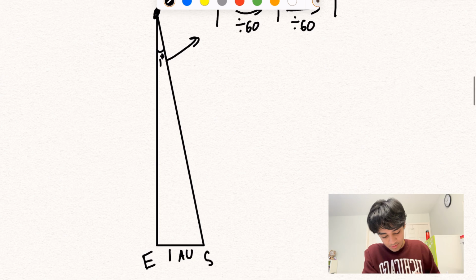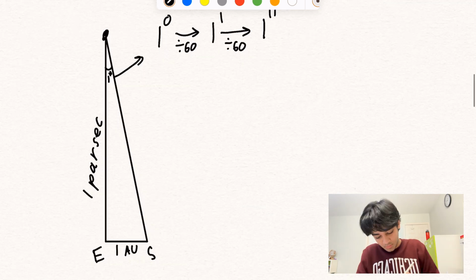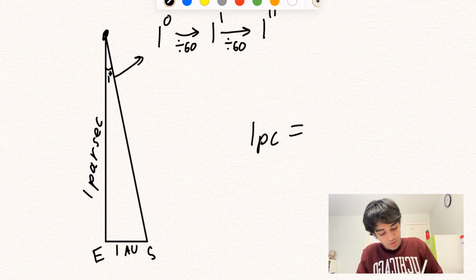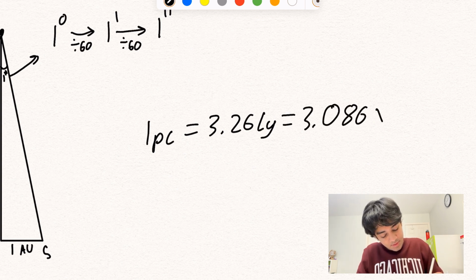So when this is 1 astronomical unit and this is 1 arcsecond, we define this long side as 1 parsec. This parsec just happens to be equal to 3.26 light years, and that's equal to 3.086 times 10 to the power 16 meters.